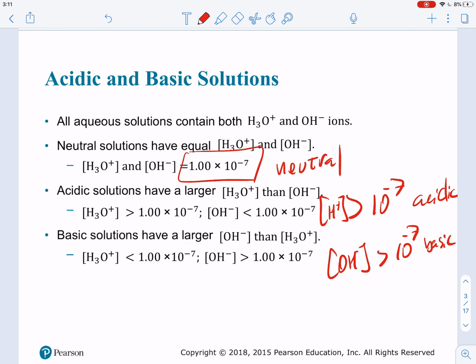Concentration of H plus larger than 10 to the negative 7 is acidic. Concentration of H plus smaller than 10 to the negative 7, it's basic. And kind of the same relationship you can establish with the hydroxide ion.